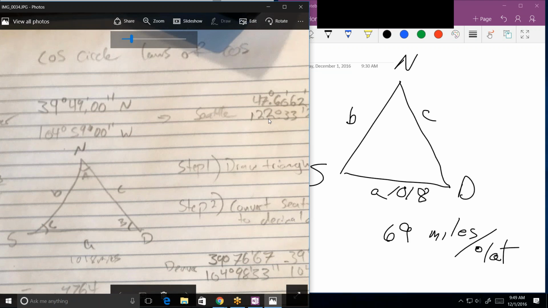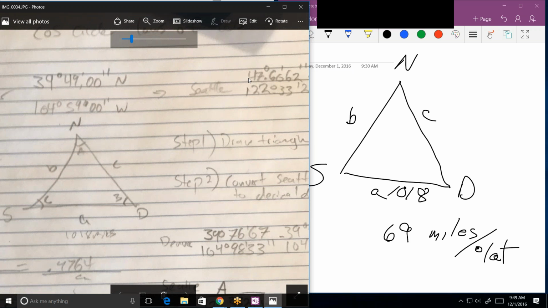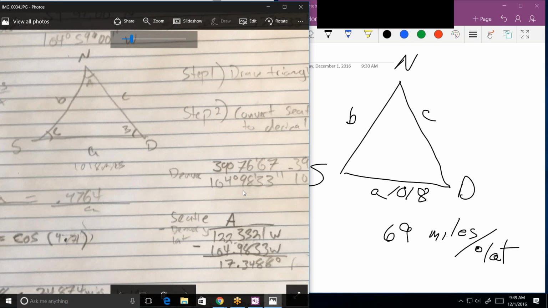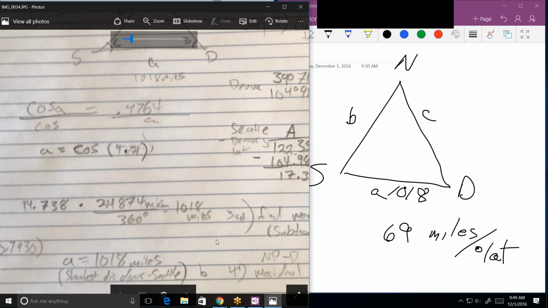14 degrees. Okay, now we're getting somewhere. No, it isn't. It's 17 degrees. Yeah. The difference in longitude is only about 8 degrees. So how do you take the difference in longitude combined with the difference in latitude to come up with the miles between Seattle and Denver? Somehow we got to figure out how we came up with this 14.738. If we can figure that out, then I think we're in business.